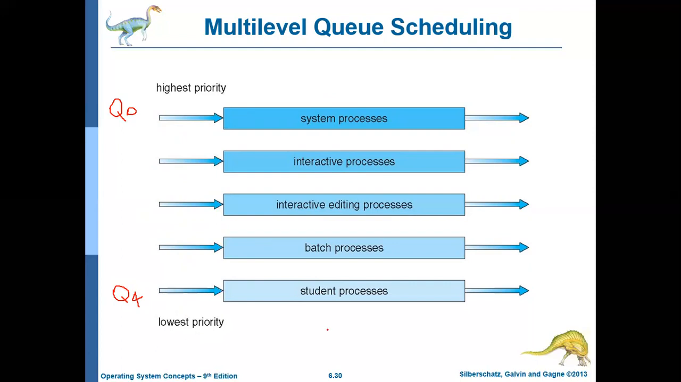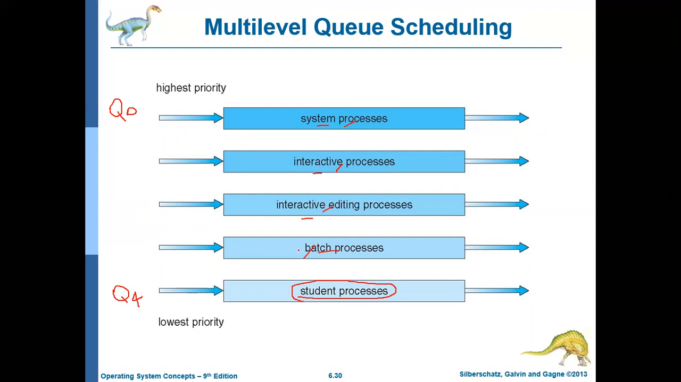What happens here? The jobs in the student processes will execute only if there are no jobs in Q naught, which is used to hold system processes, and Q1, Q2, and Q3. Only if there are no jobs in the queues corresponding to system process, interactive process, interactive editing process, and batch process, will the jobs in the student process execute.